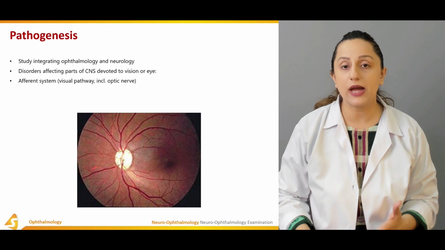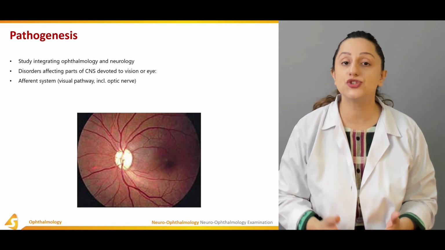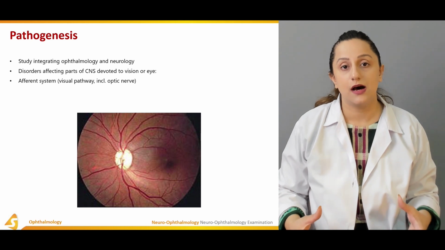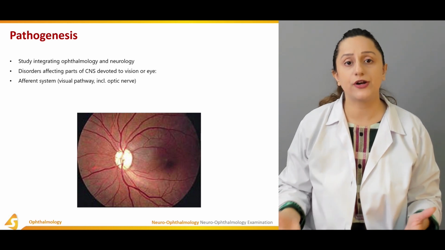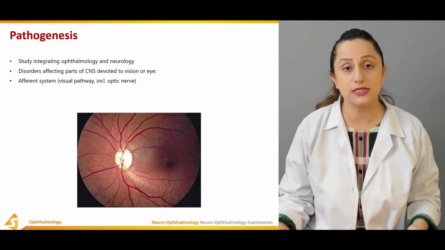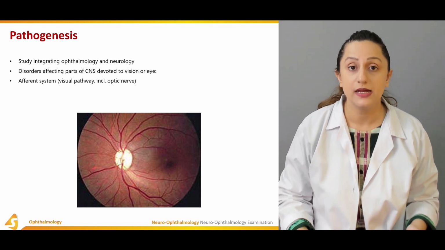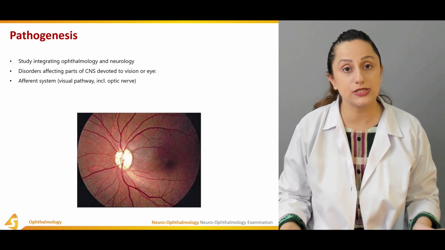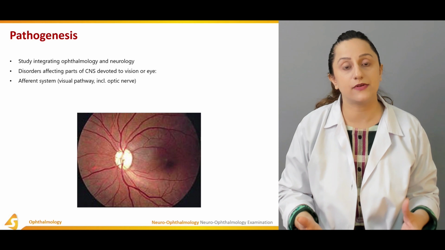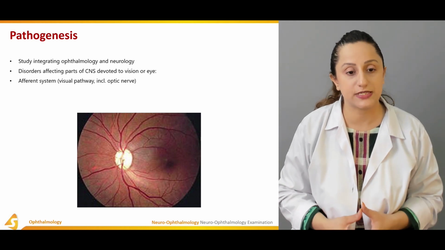So knowing the afferent pathway, we can have lesions at any level, and there are different manifestations of the lesions at different levels. For example, if the lesion is at the optic tract, it has its own manifestations. If it is at the optic chiasma, it has different manifestations. Or if it is at the level of the retina, it's again going to have its own manifestations.